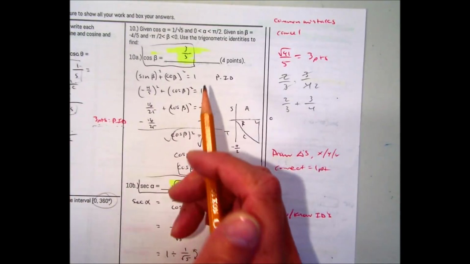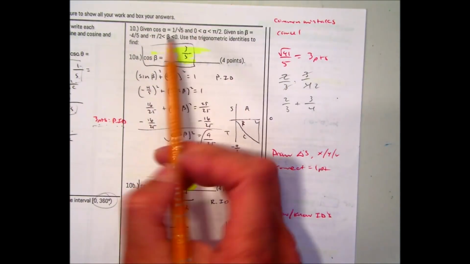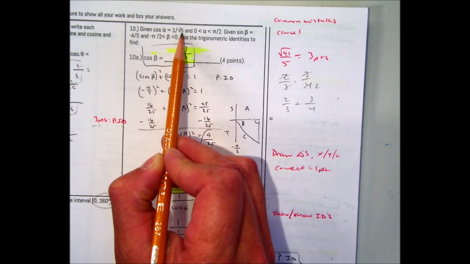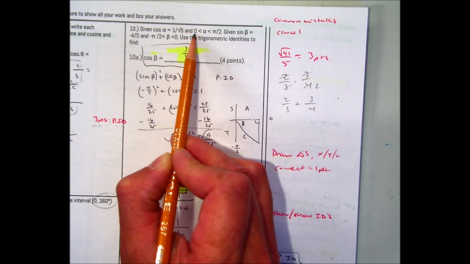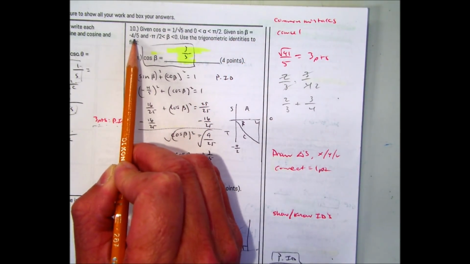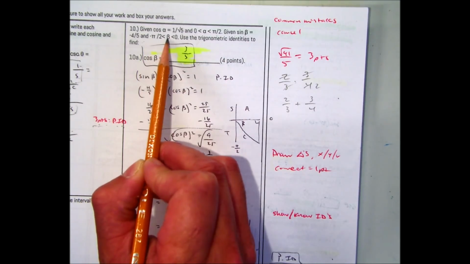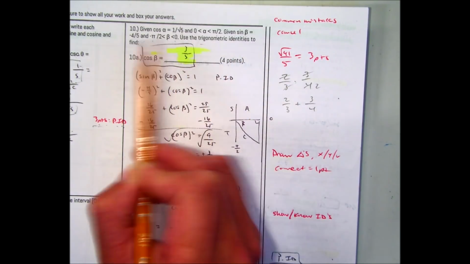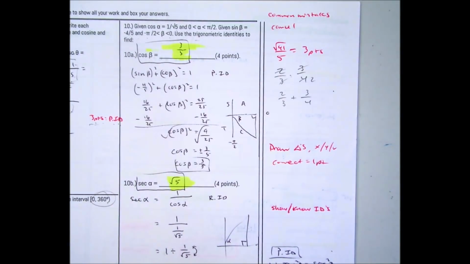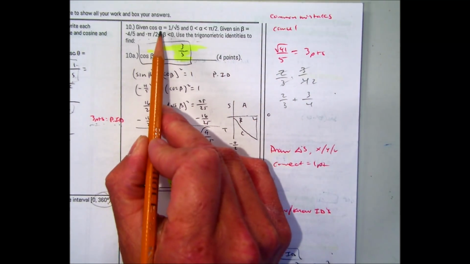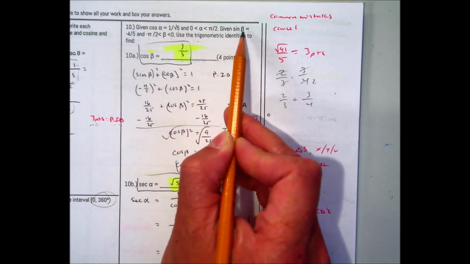Alright, the backside, question number 10. A lot of students probably found this one more difficult. Given cosine of alpha equals 1 over radical 5, and alpha is between 0 and pi over 2, given sine of beta is negative 4/5 and beta is between negative pi over 2 and 0, use the trig identities to find whatever they're asking you for. So you have to think about it. There's 2 letters. There's angle alpha and angle beta.